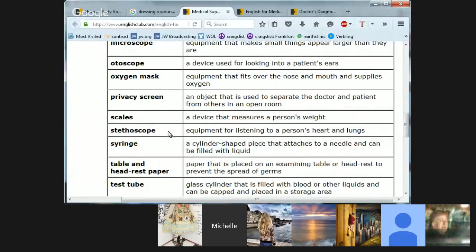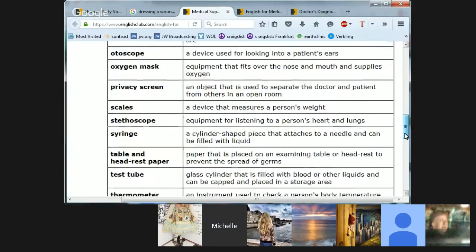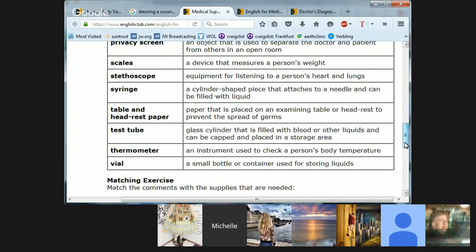I think it's back to you. Can you read the next two for us? Stethoscope: equipment for listening to a person's heart and lungs. Syringe: a cylinder-shaped piece that attaches to a needle and can be filled with liquid. All right, good job. Syringe, yeah.